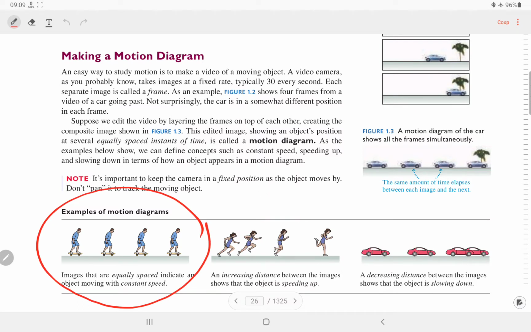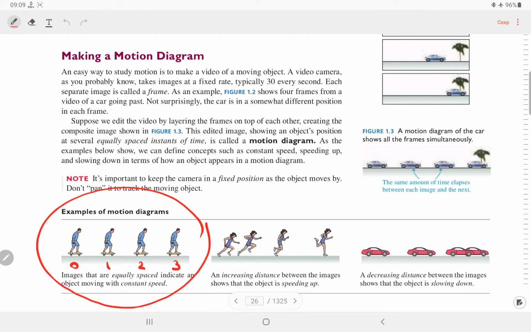So we have 4 positions, which means this picture was taken with the same interval. So let's say 1 second. This is 0 seconds, after 1 second, after one more 1 second, after one more 1 second. So basically the interval of taking pictures is the same.